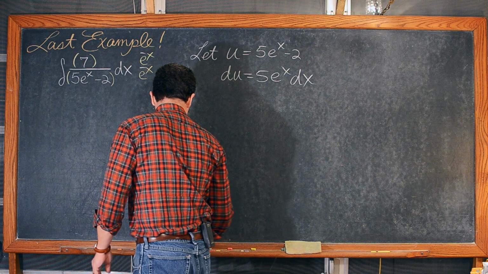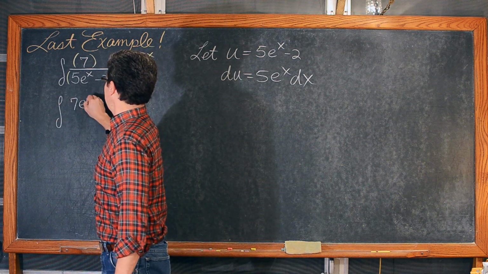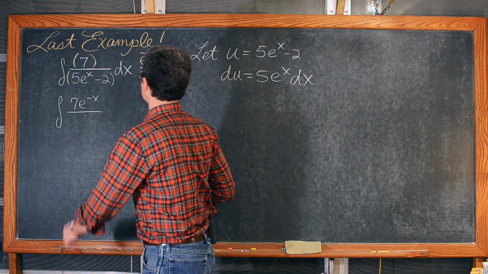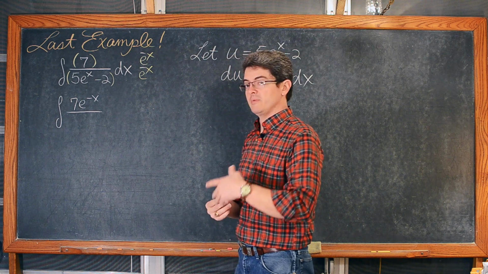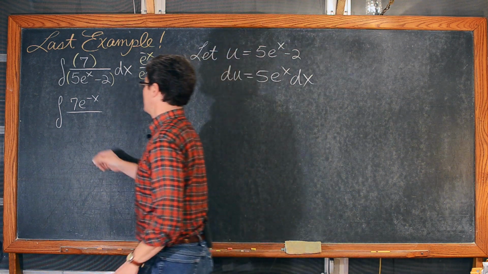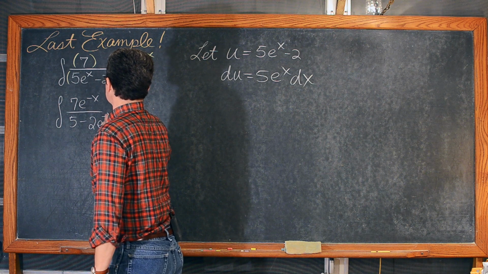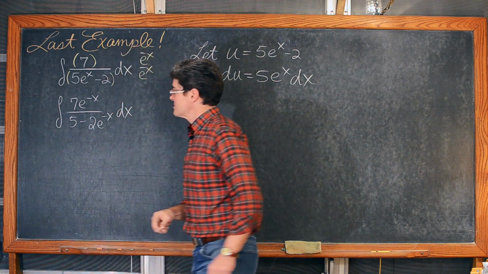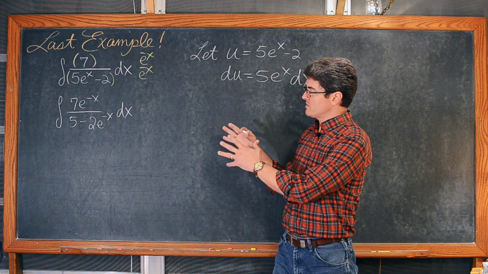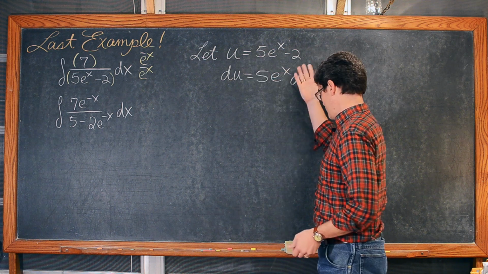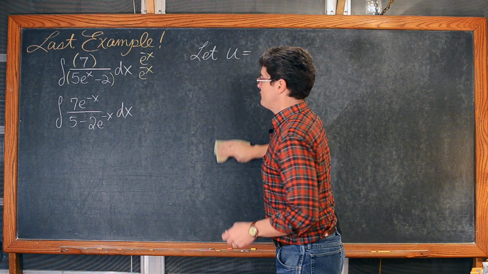Now when we do that, we're going to have the indefinite integral of 7e to the negative x over, now e to the negative x times e to the positive x is going to be e to the 0, which is 1, so we're just going to be left with 5 minus 2e to the negative x dx. Now this question is getting very close to a situation where we can do a u substitution and have it finish up rather quickly.